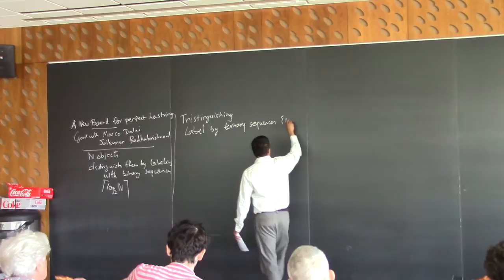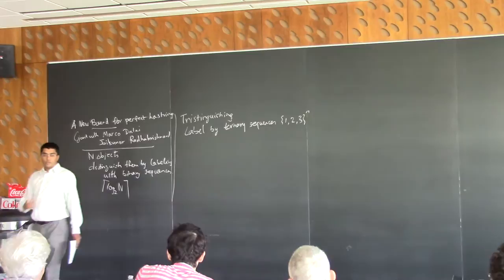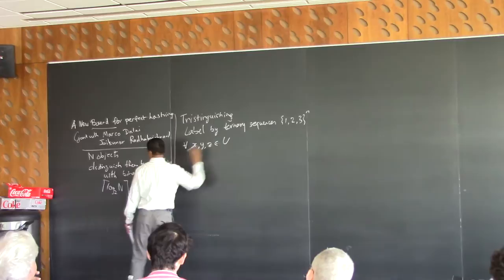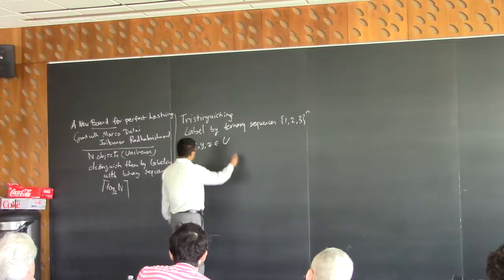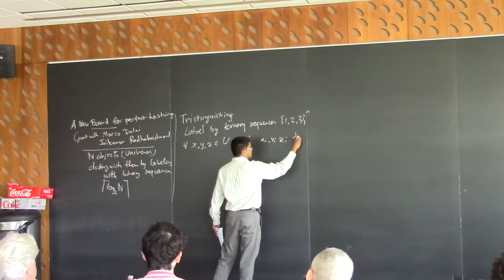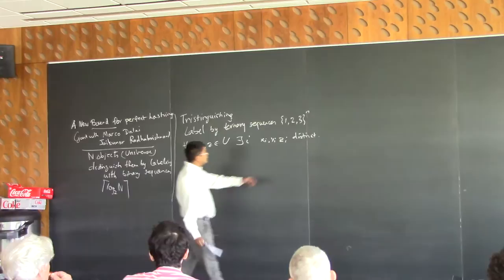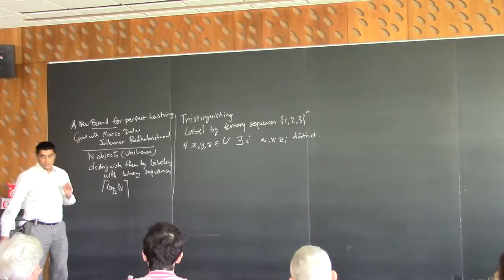And you would like the property that for any triple, you can distinguish them by at least one coordinate. So what does it mean to distinguish them? For all x, y, z in your universe, let's say a universe of n objects, there exists an i for which x_i, y_i, z_i are all distinct. So if we take a triple of objects, there must be some attribute where they're all different. And then the question, of course, is how small can n be? Okay, so that's the distinguishing problem.